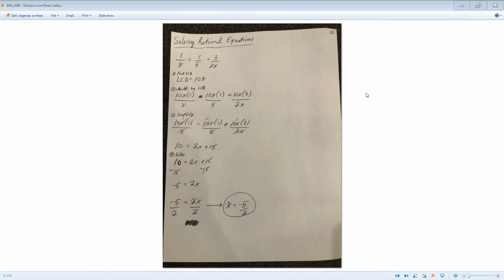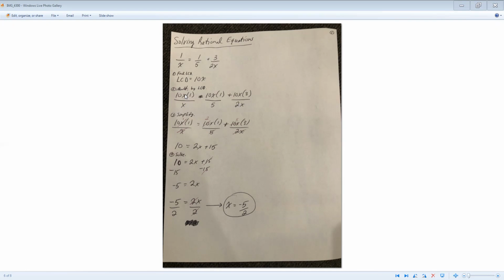First step is for us to find the LCD. The LCD in this equation will be 10x. That is the smallest expression that x, 5, and 2x can divide into evenly. Then once we establish that our LCD is 10x, we will multiply each numerator by the 10x. Once we do that, x can divide into each term.